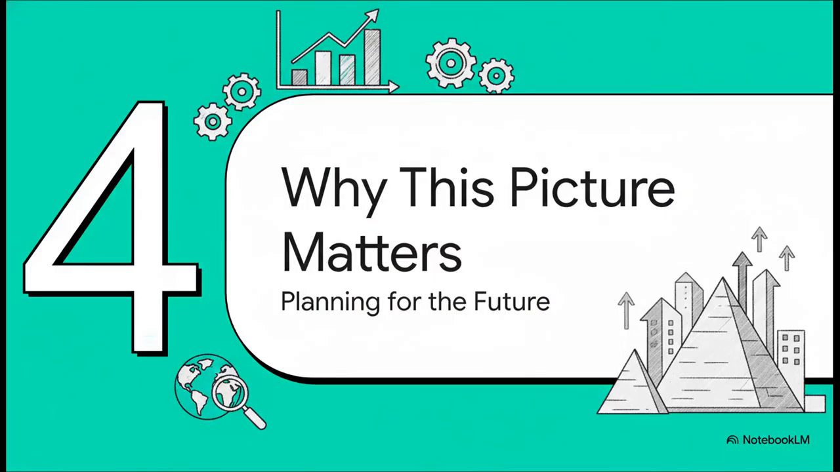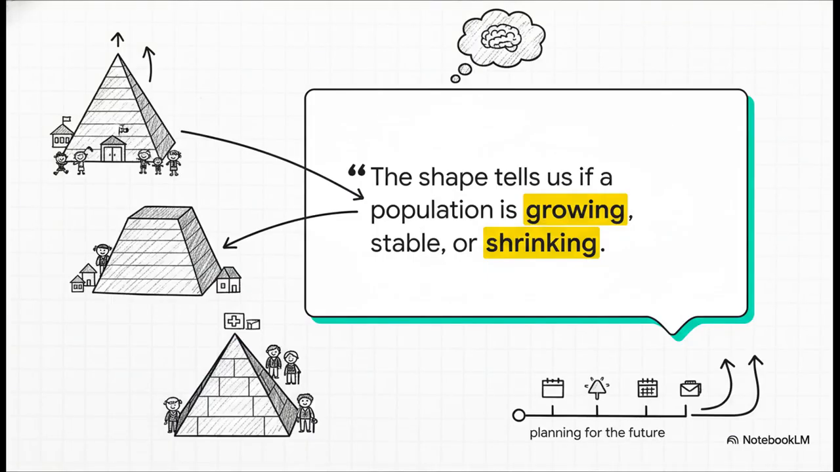So we've learned how to read these pyramids, but why does it matter? I mean, who cares? Well, the truth is, this is a huge deal. This one simple picture can help leaders make massive decisions for their countries. At the end of the day, it all boils down to this one powerful idea. The shape tells the big story. If a country's leaders see that expanding triangle, they know they need to plan for more schools, more hospitals, more jobs for all those young people. If they see that contracting vase shape, they know they need to figure out how to support an older population. It's like a roadmap for the future.